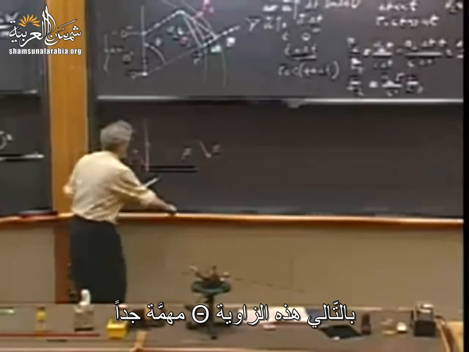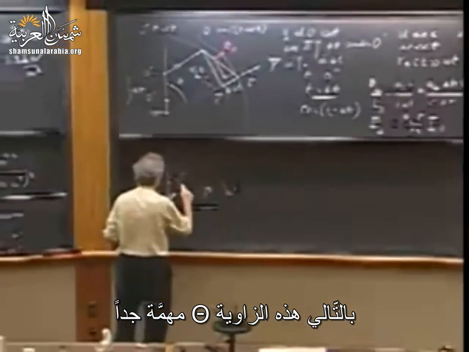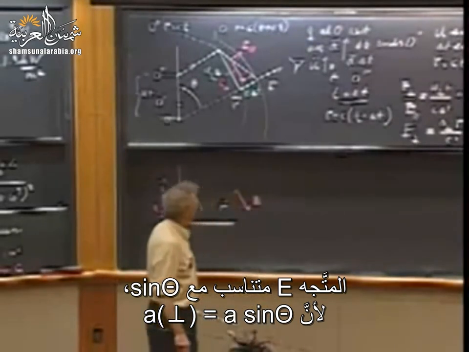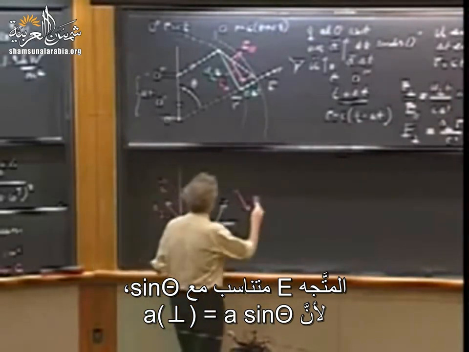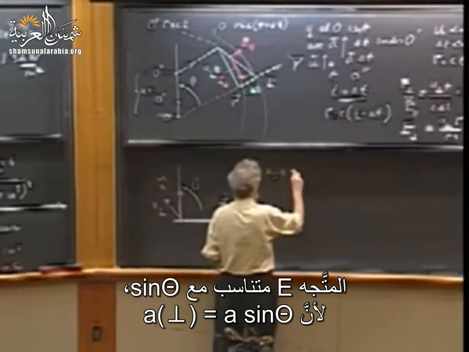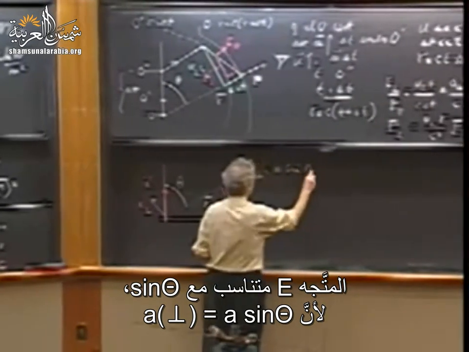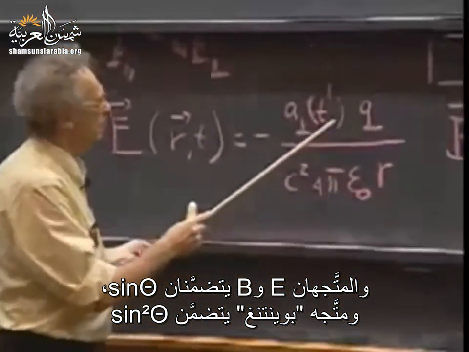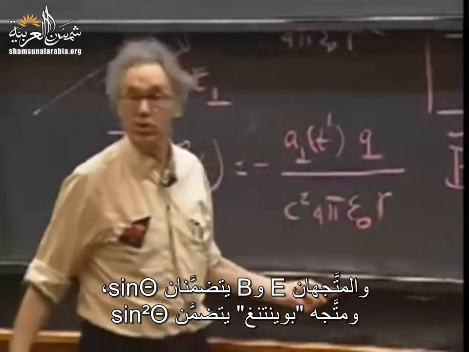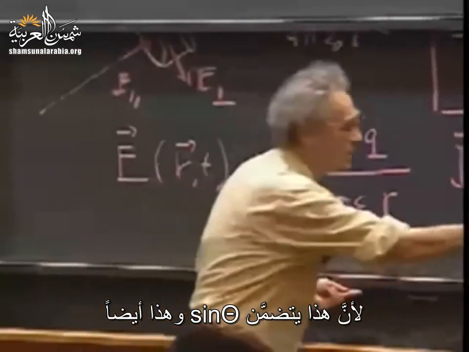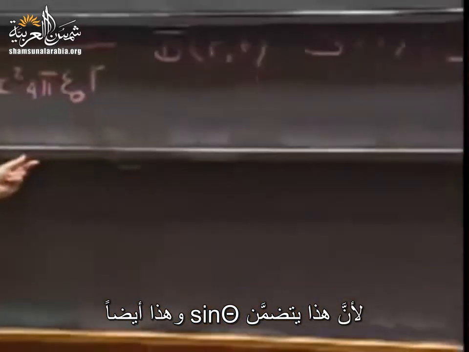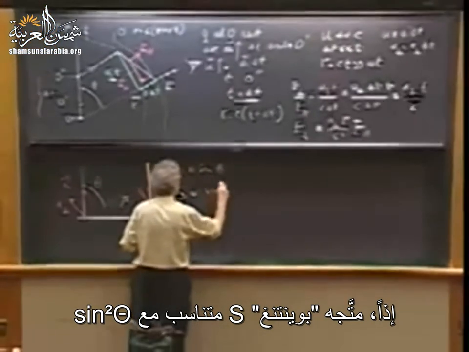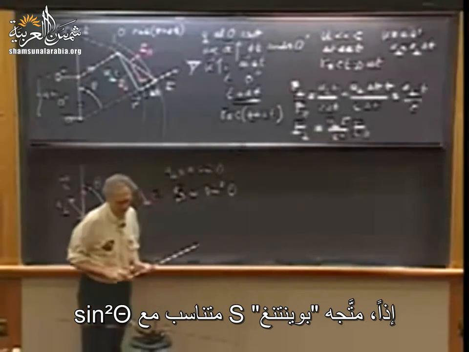And then you get that this angle theta is very important. The E vector is proportional to sine of theta, because A perpendicular is of course A times the sine of theta. And so the E vector and the B vector have sines of theta in them, and the Poynting vector has sine squared theta in it, because this has a sine of theta and this has a sine of theta. So the Poynting vector S is proportional to the sine squared of theta.